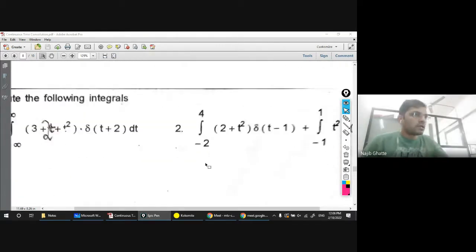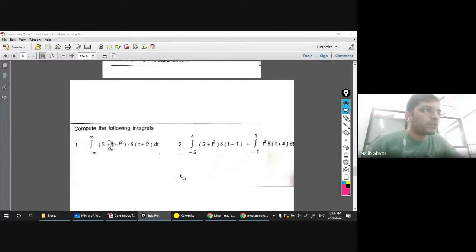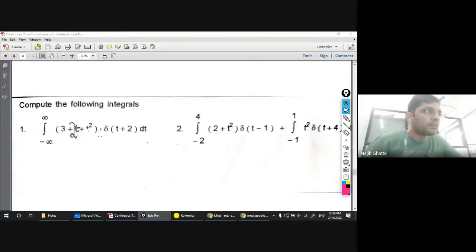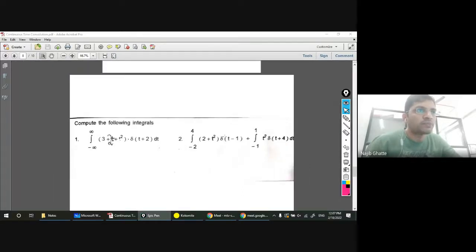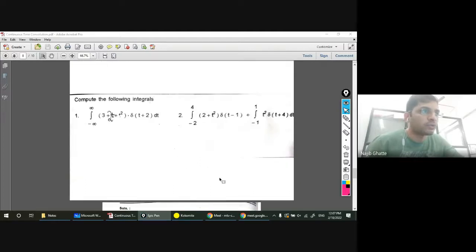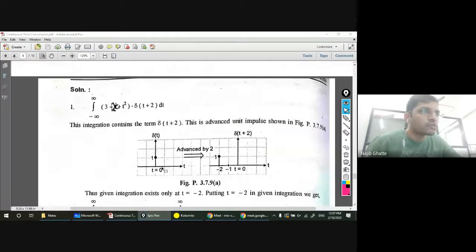Now just have a look over here. Compute the following integral. You have integration running from minus infinity to plus infinity of (3 plus 2t plus t square) multiplied by delta (t plus 2) dt, and you have another expression over here, like 2 plus 4 and so on. Okay, now how to solve this?